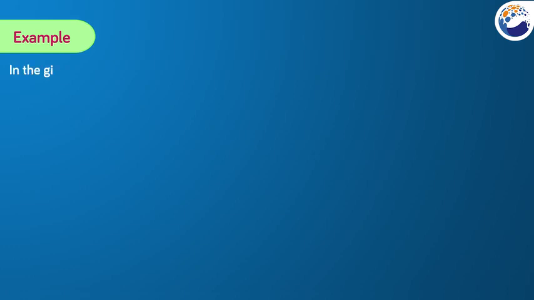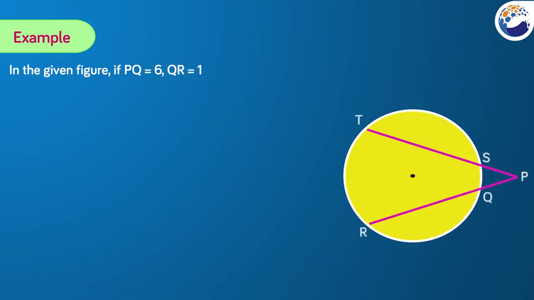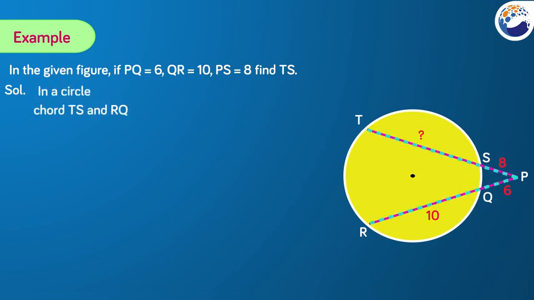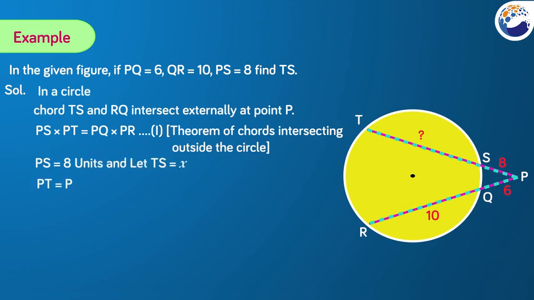Example: in the given figure, if PQ is equal to 6, QR is equal to 10, PS is equal to 8, find TS. Solution: in a circle, chords TS and RQ intersect externally at point P. PS into PT is equal to PQ into PR. Equation 1, theorem of chords intersecting outside the circle. PS is equal to 8 units and let TS be equal to X. PT is equal to PS plus TS, therefore PT is equal to 8 plus X.